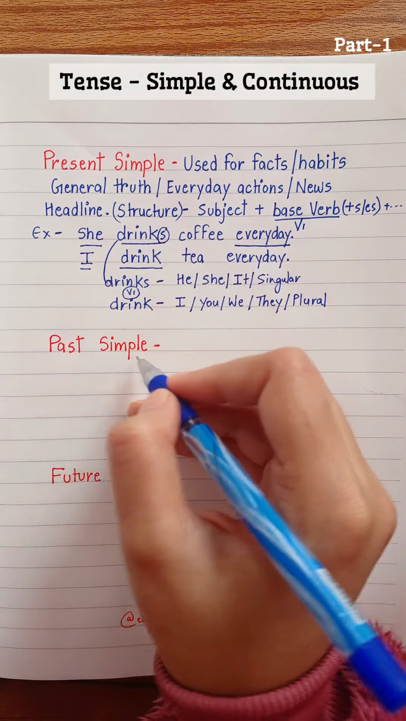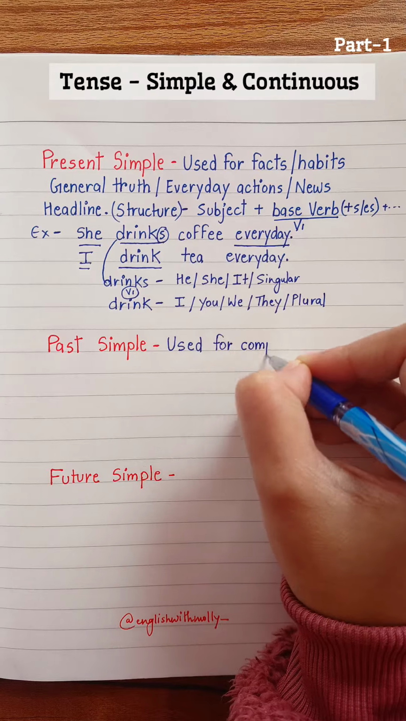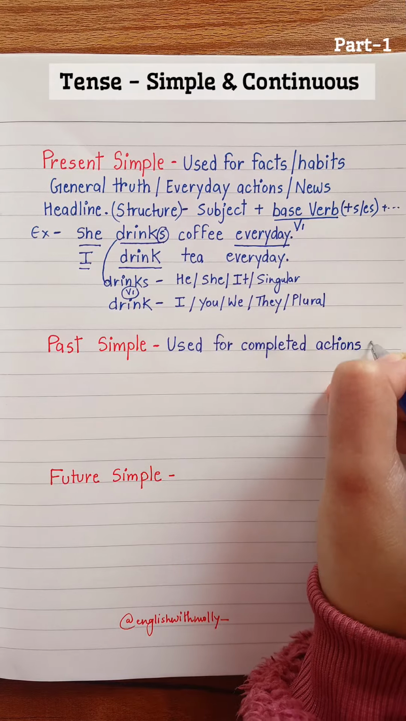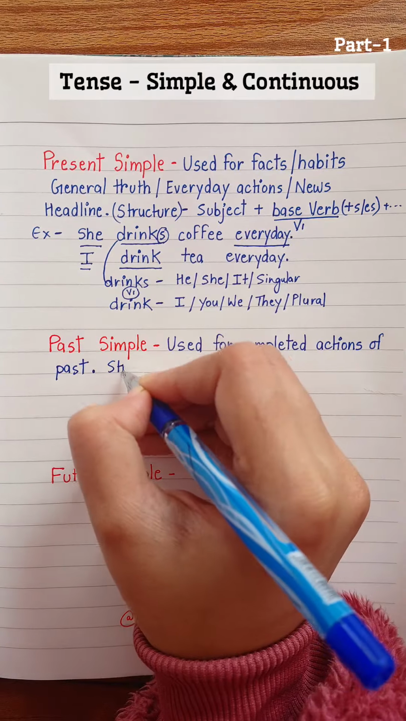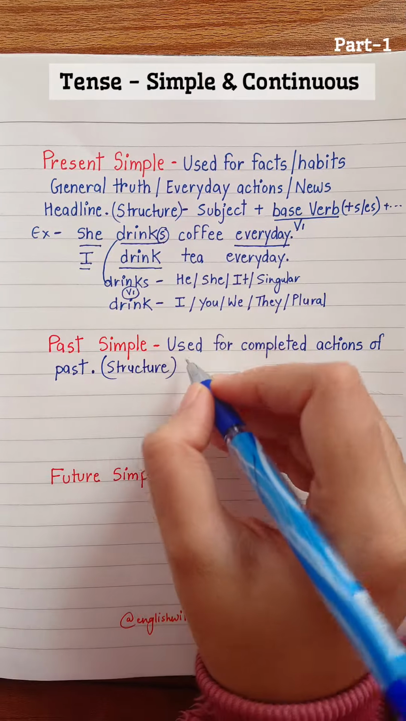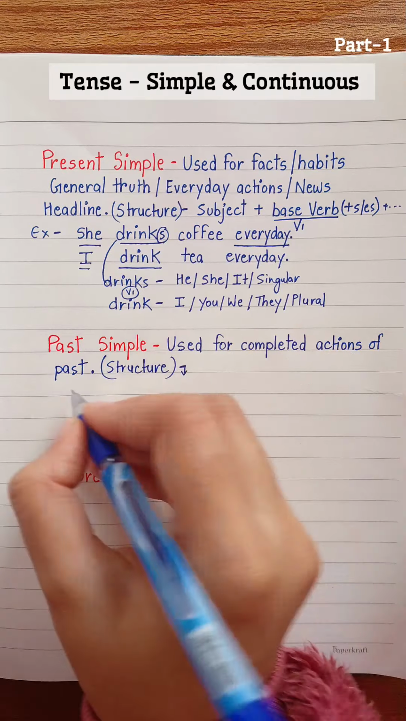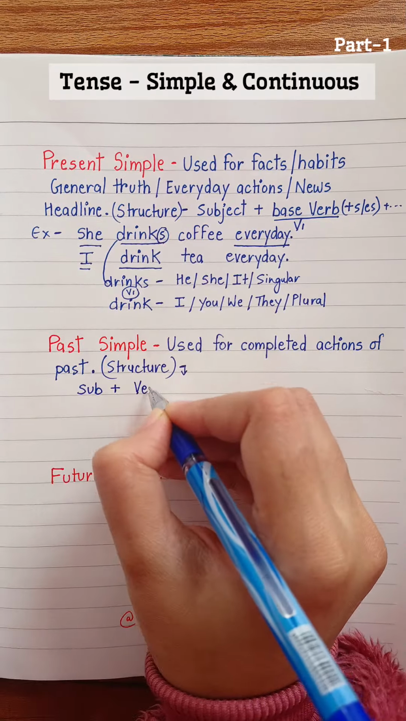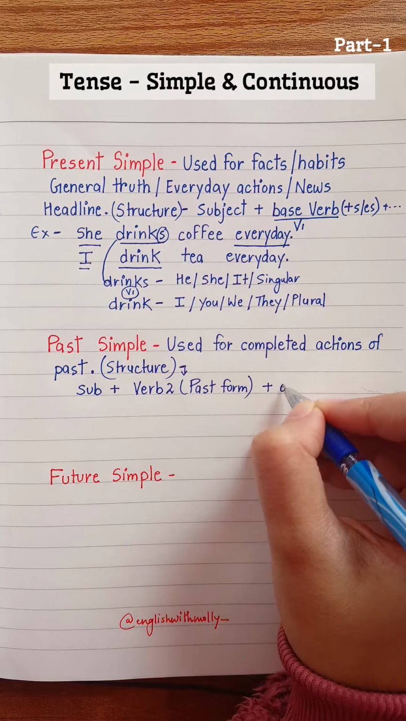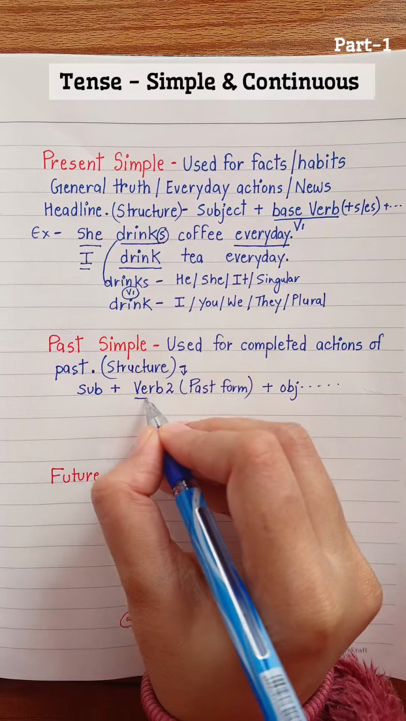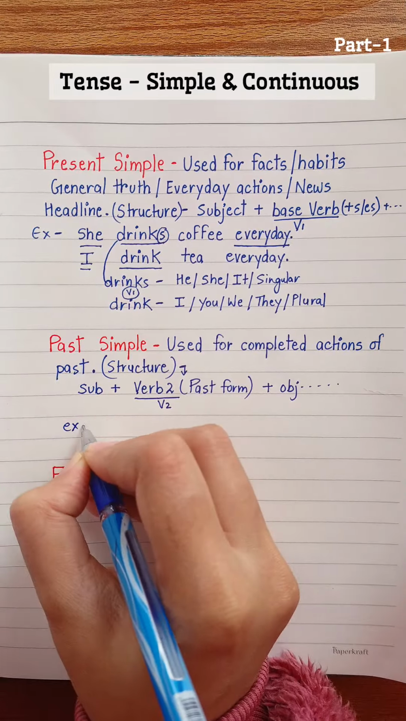Let's move to past simple tense. Past simple tense is used for completed actions of past. Now let's see the structure for past simple tense. It's subject plus verb two, or we call it past form of the verb, plus the object or the remaining sentence. Now we call it V2 as well. Now let's see an example.